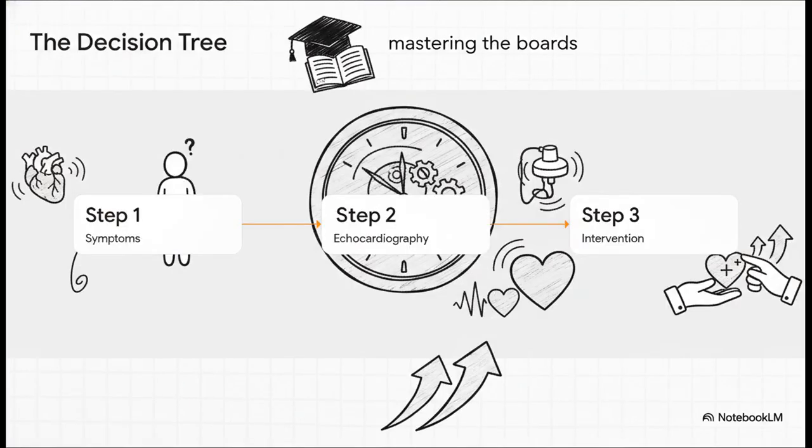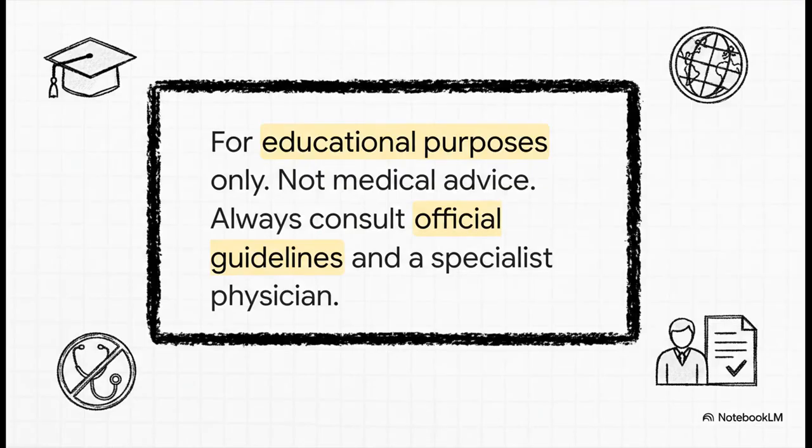And here's the universal decision tree for all of this. Step 1. Are there symptoms? Step 2. You confirm everything with an echocardiogram. And step 3. You decide on the intervention. Simple as that. That is the framework. Blitz complete.